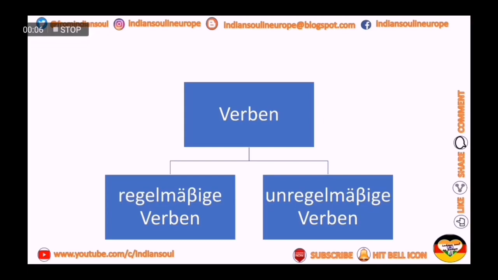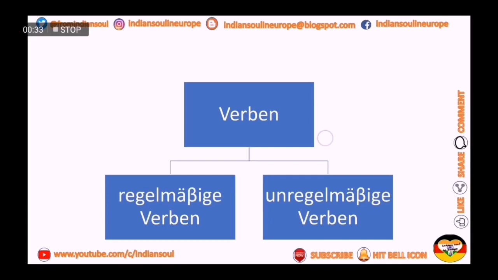So in German, verbs can be divided into two categories: regelmäßige Verben und unregelmäßige Verben. Regelmäßige means regular verbs, and unregelmäßige means irregular verbs. So that means there are some rules that a verb has to follow. And what are the rules?